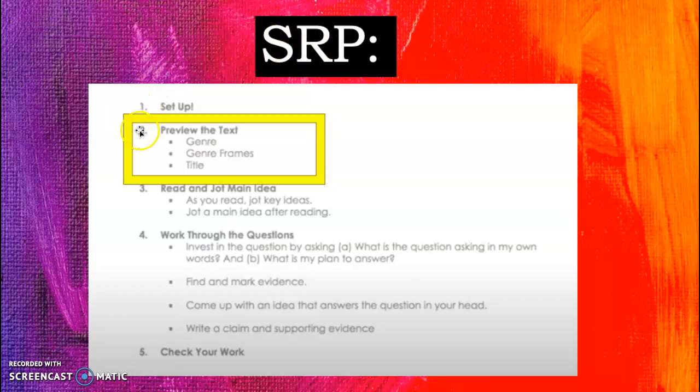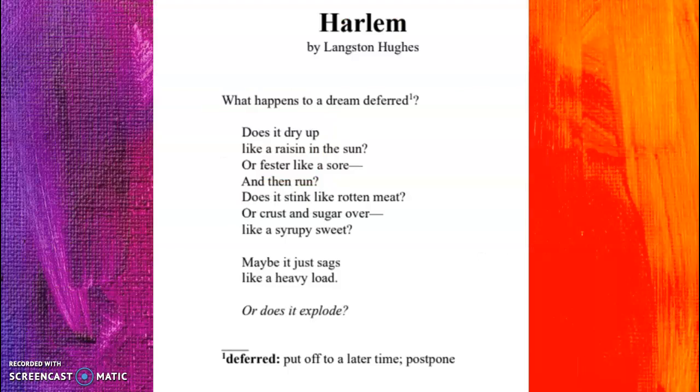Our SRP, or Strategic Reading Plan, for reading this text today, we've set ourselves up, which means we are on step 2, previewing the text. We got to figure out that genre. We got to remember what the genre frames are, those thinking jobs, and we want to look at the title to help us better understand it. So let's preview this text today. Take a look at the whole text, skim it, and try to ask yourself, what genre do we think this is? Pause the video now and take a quick look.